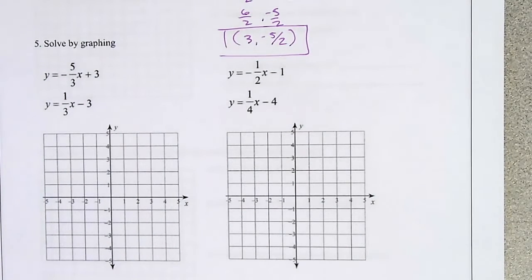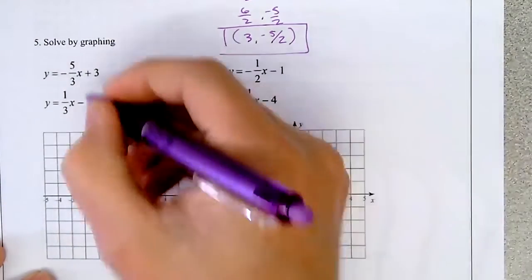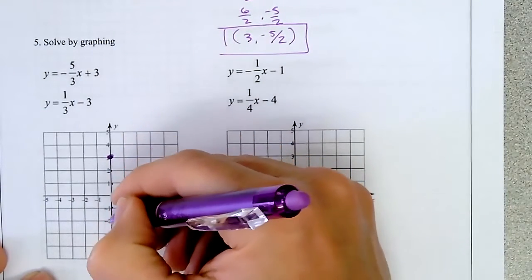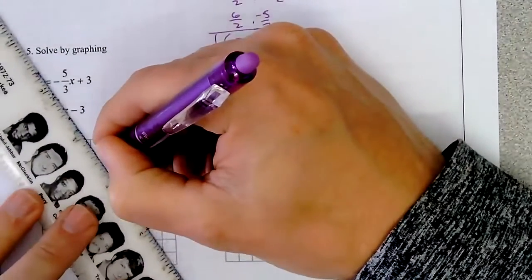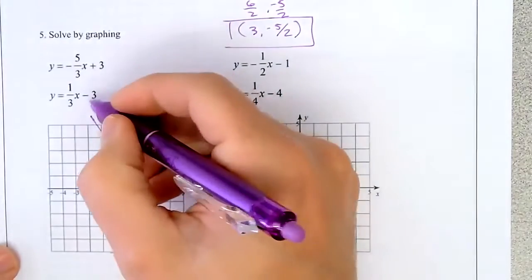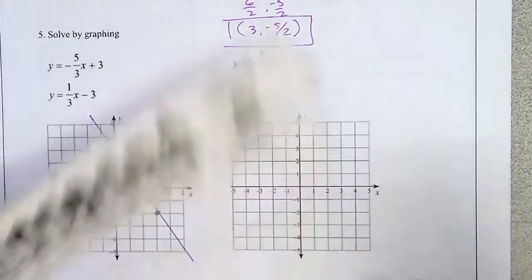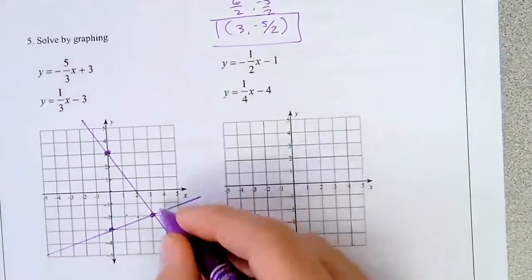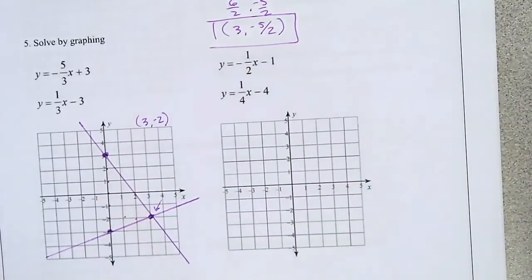Okay, number 5, solving by graphing. Hopefully you can graph a line. Start at your y-intercept of +3, slope of -5/3. 1, 2, 3, 4, 5. 1, 2, 3. Second line, you start at your y-intercept of -3 and a slope of 1/3. Point of intersection right there at 3, -2.